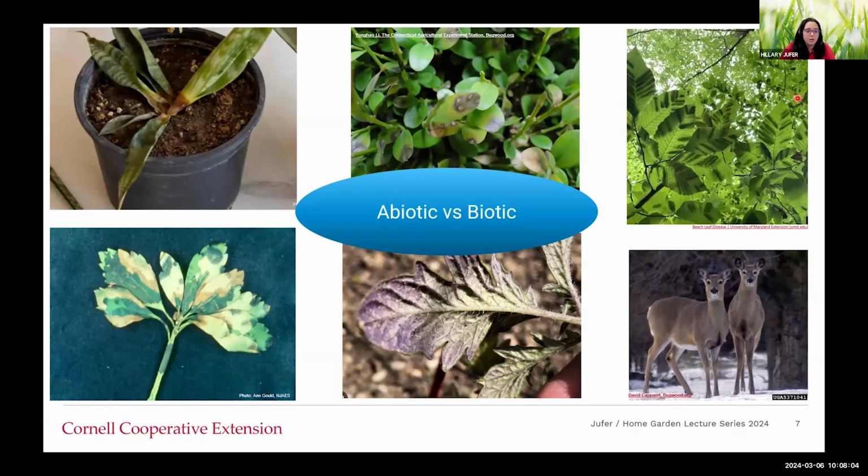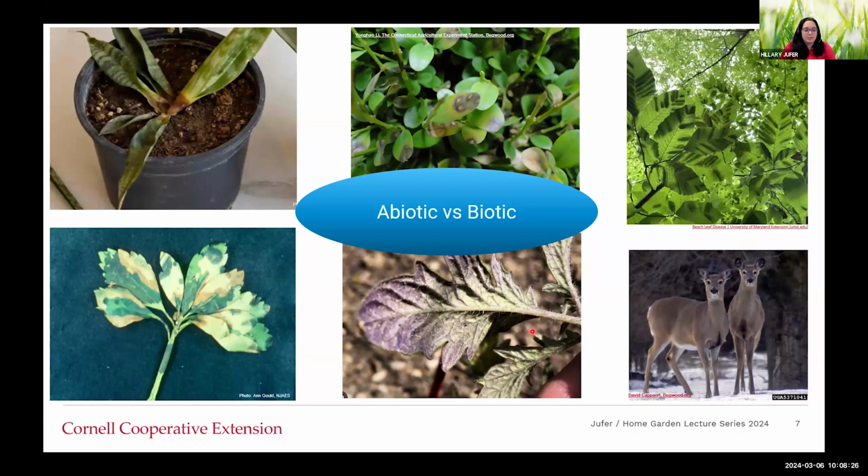This one here is a beech tree with beech leaf disease, and beech leaf disease is caused by a nematode, at least partially. So that is going to be something that is biotic because it's a live nematode. Everyone in Westchester's best friend, the deer. If you have some deer damage to your plants, it's definitely going to be biotic in nature.